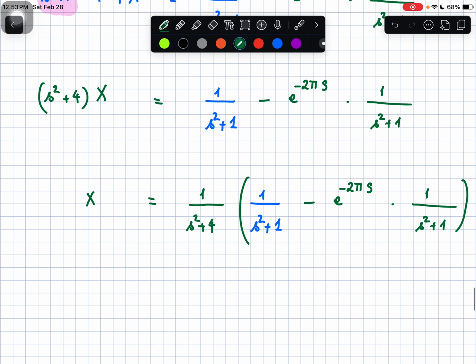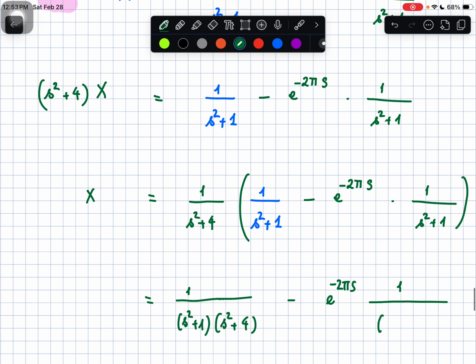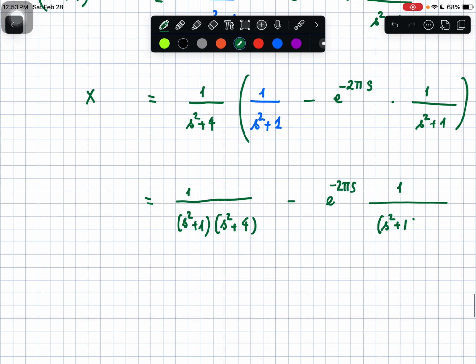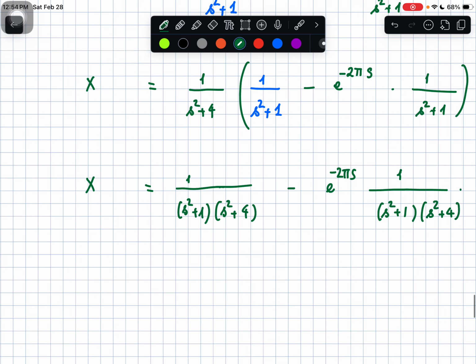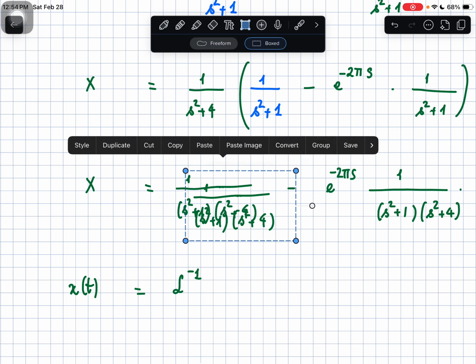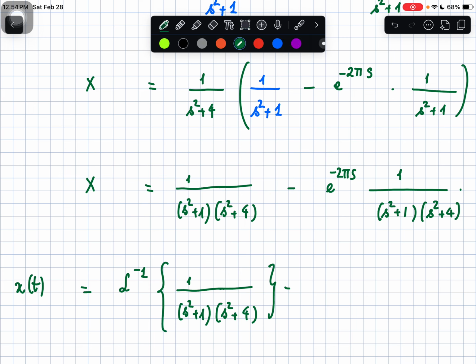So we have 1 over (s squared plus 1)(s squared plus 4) minus e to the minus 2 pi s times 1 over (s squared plus 1)(s squared plus 4). You can just inverse transform both sides. You can find the function small x(t). So small x(t) is the inverse transform of the right hand side: the inverse transform of this one minus the inverse transform of the second one.